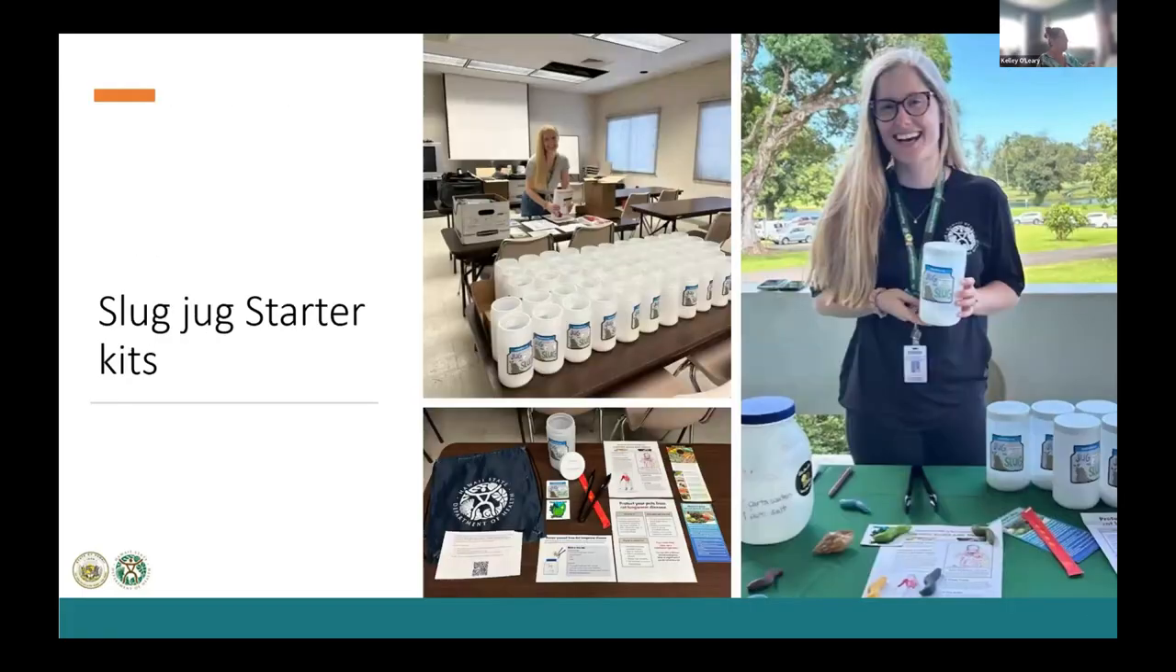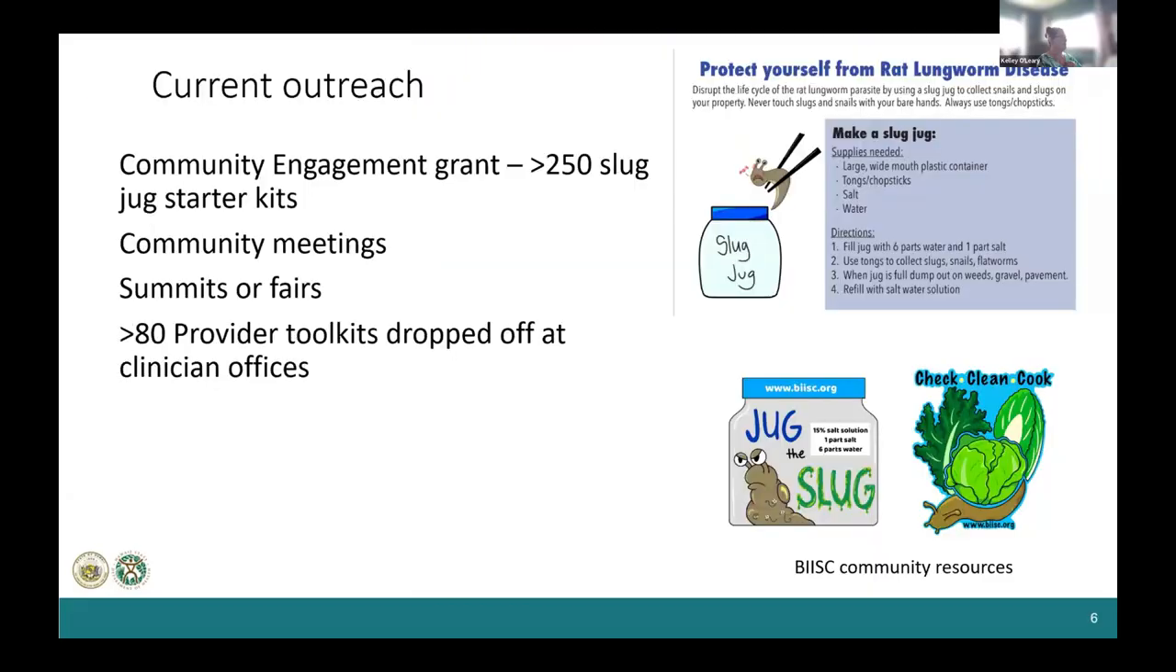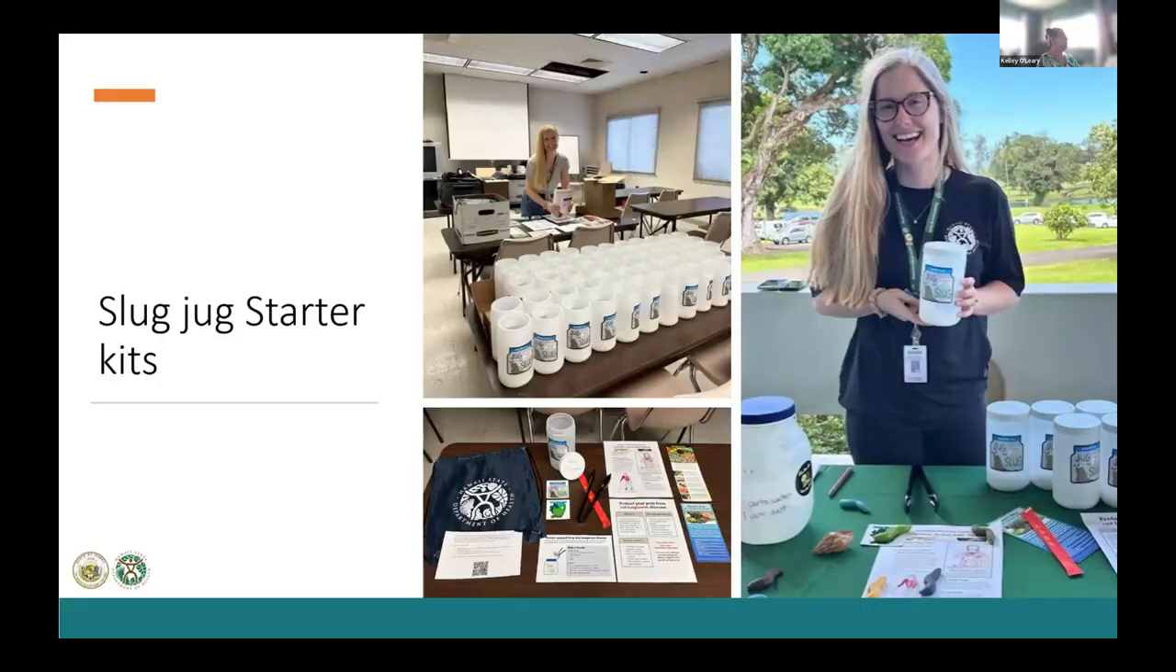Part of the community outreach we do is these two Big Island invasive species resources here, this one on making a slug jug, and then we turned these into magnets. So we passed out, I don't know, 5,000 magnets. And then this is Emily, she's our investigator on this side of the island, and this is us preparing these slug jug starter kits.